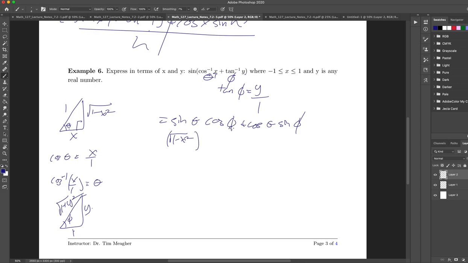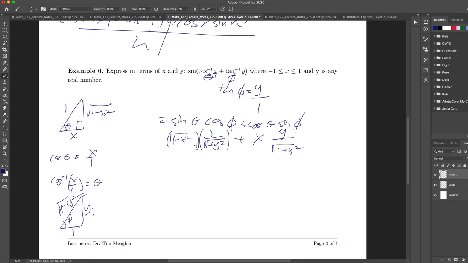Cosine of phi, well, the cosine of phi is over here. It'll just be 1 over the square root of 1 plus y squared. Plus cosine of theta will be x over 1. So this is just x. And sine of phi would be y over the square root of 1 plus y squared. Okay.